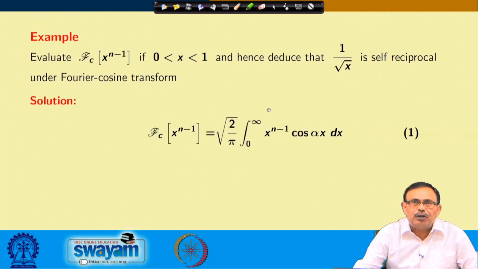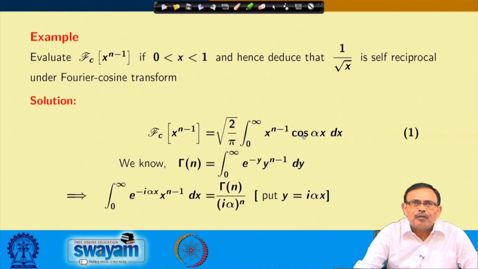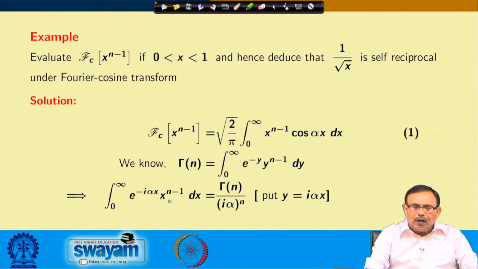Fourier cosine transform of x to the power n minus 1 is root over 2 by pi, integral 0 to infinity x to the power n minus 1 cos of alpha x dx, from the definition. And we know that gamma n is the integral 0 to infinity e to the power minus y, y to the power n minus 1 dy. If you substitute y equals i alpha x, your given integral will become integral 0 to infinity e to the power minus i alpha x into x to the power n minus 1 dx equals gamma n by i alpha whole to the power n. So your x to the power n minus 1 has already come here, and you have to find out only cos of alpha x.